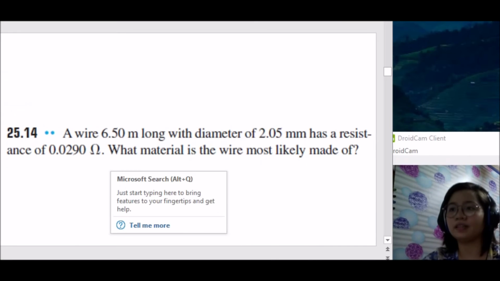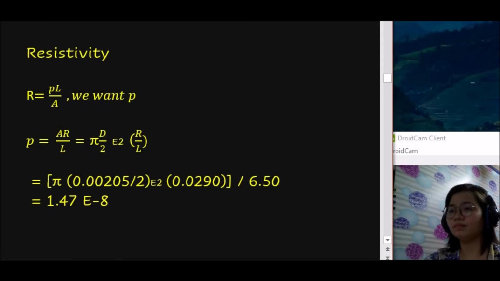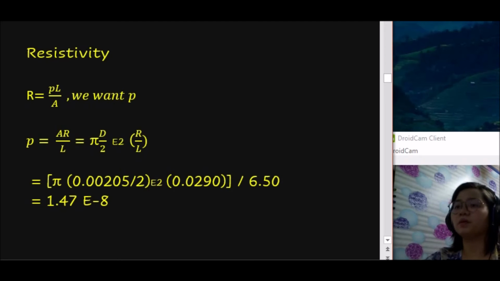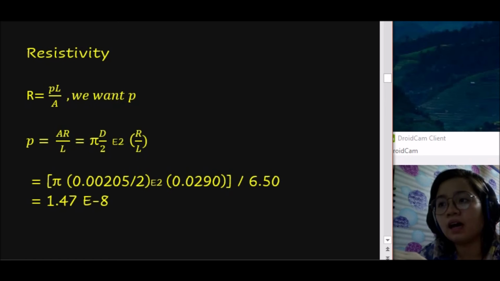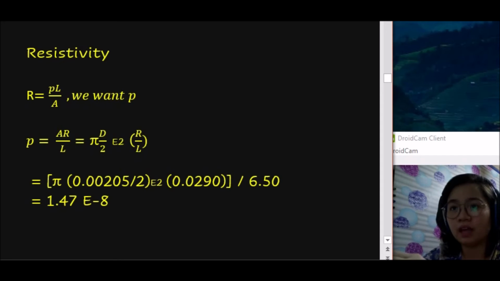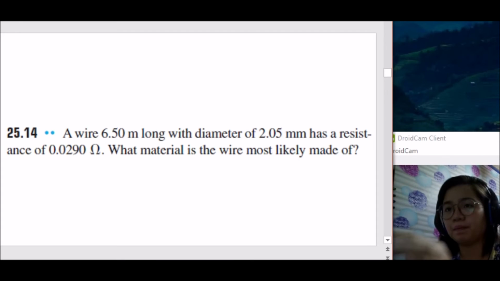So let's see it here. We have again Raphael and we want rho. Transposing, it becomes AR equals rho L, and then we divide and we have rho equals AR over L. Now what is the A here? As you can see, we have the pi, because it has to do with the area. So we have pi times the D, we know the D, right?